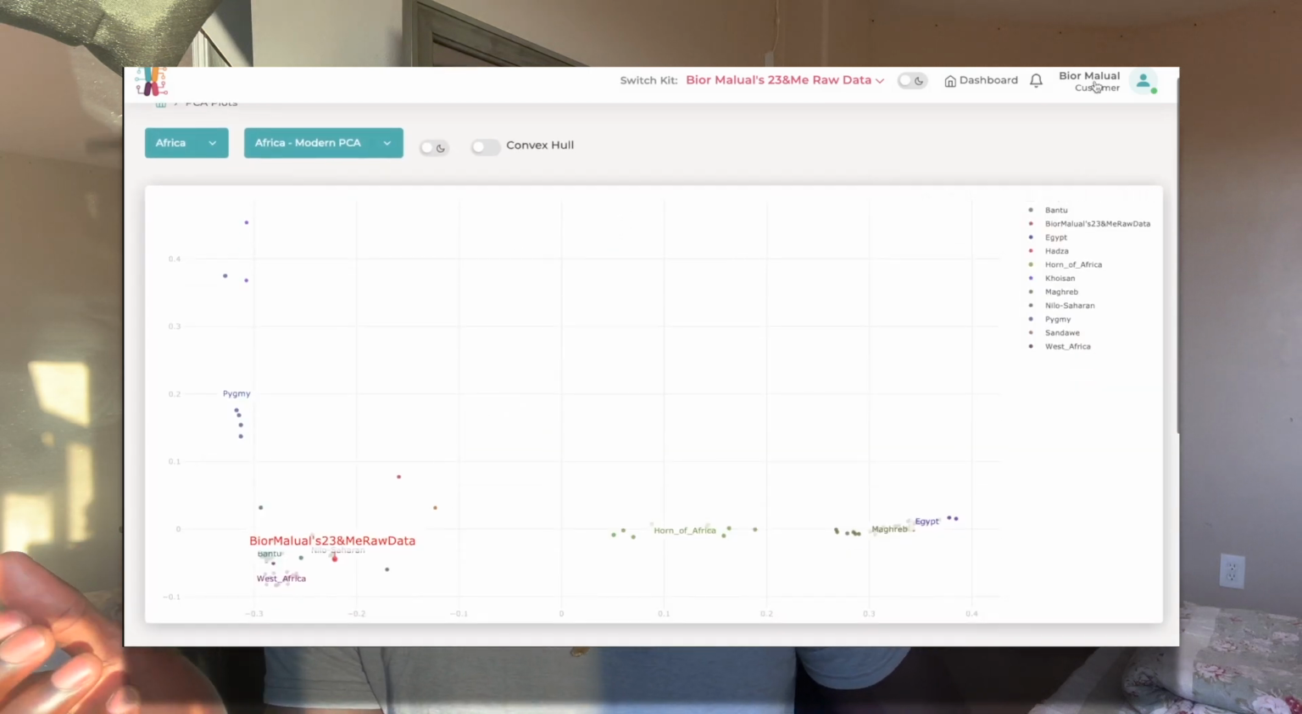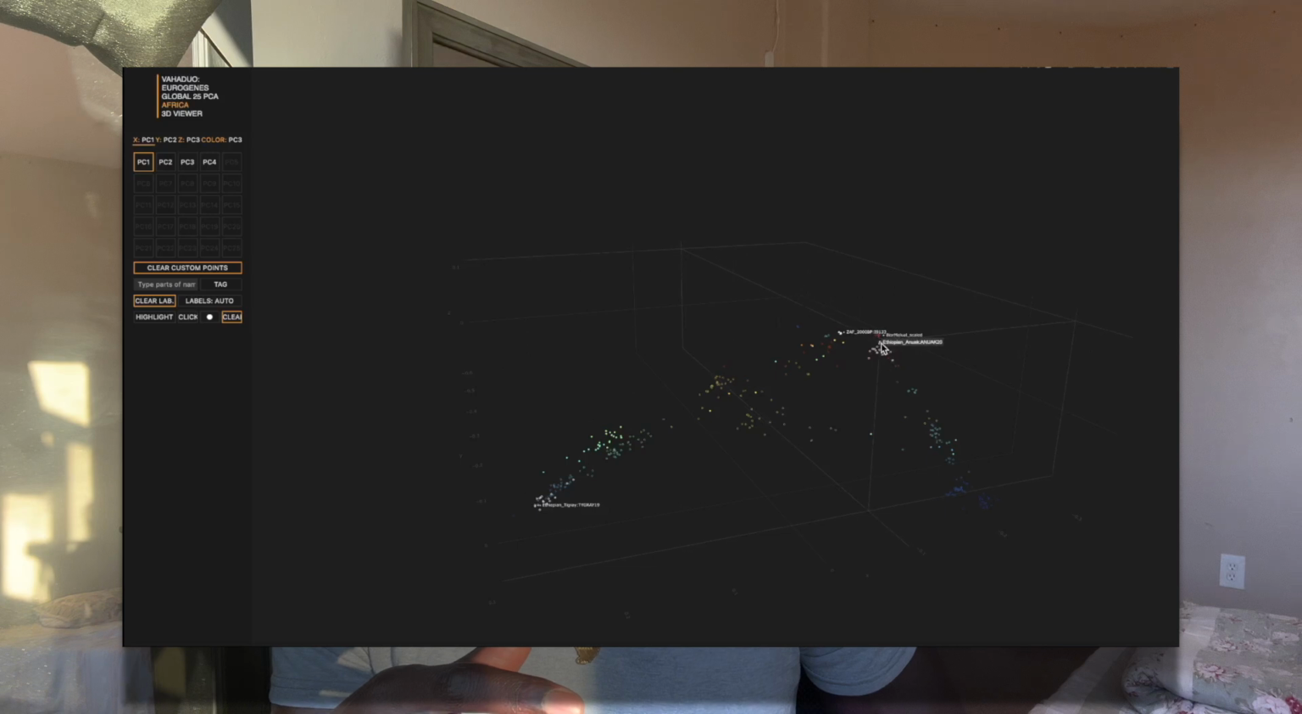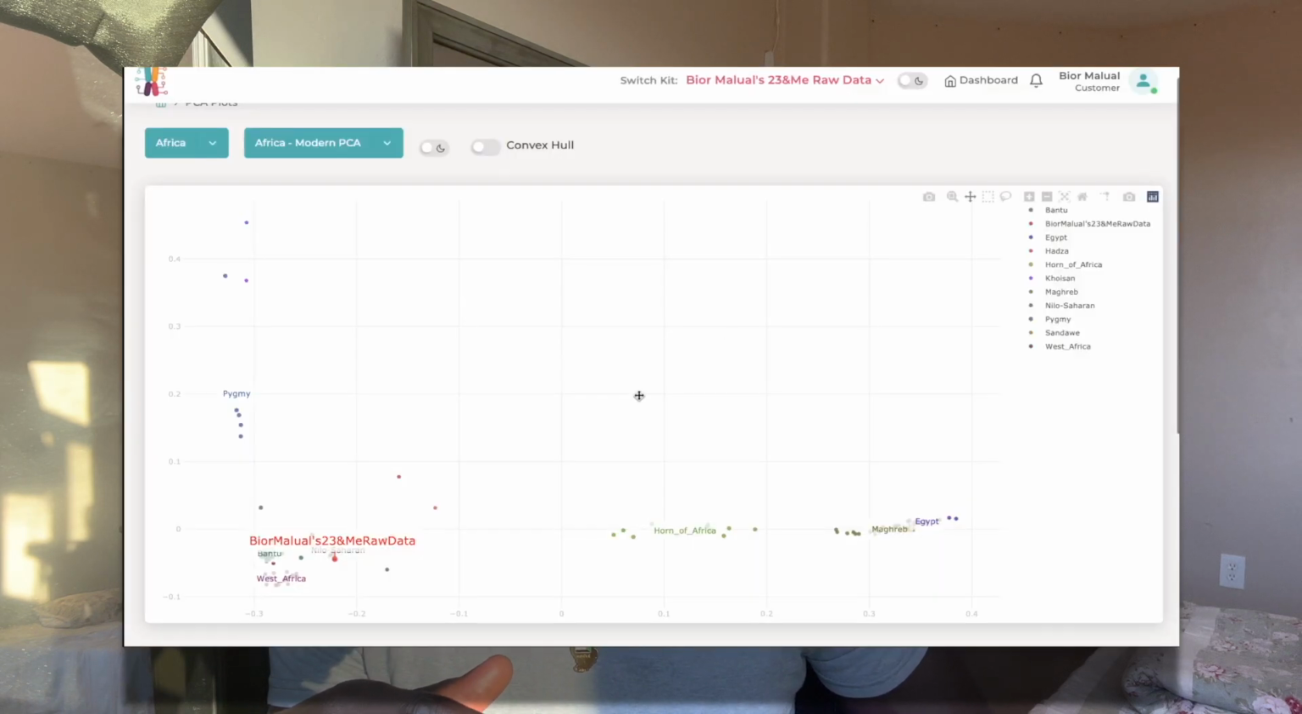And then this is the PCA, which is basically the 3D thing I showed you here. This one's way better because it shows you all the different dimensions, versus this is just 2D. So here you got West Africa, Nilo-Saharan is where I'm at. Then you got the Bantu, then the Pygmy, then the South African right here. You got Horn Africa right here. And then Maghreb and Egypt right there, which is everything, basically.